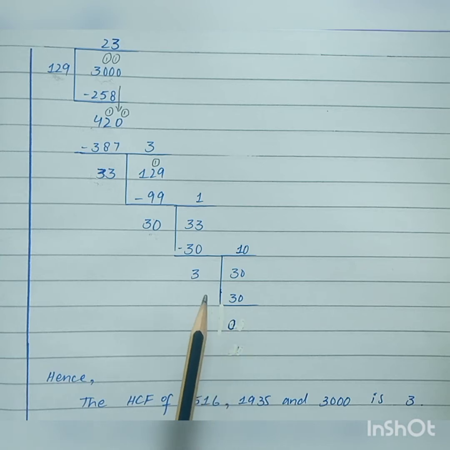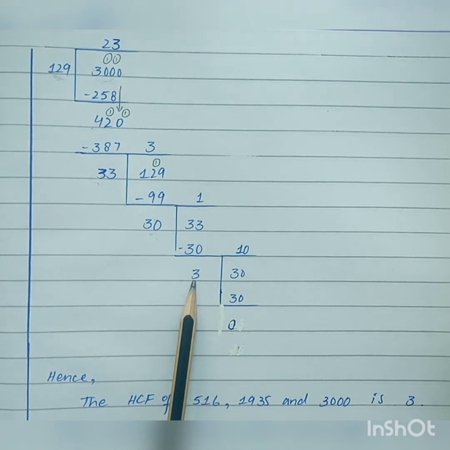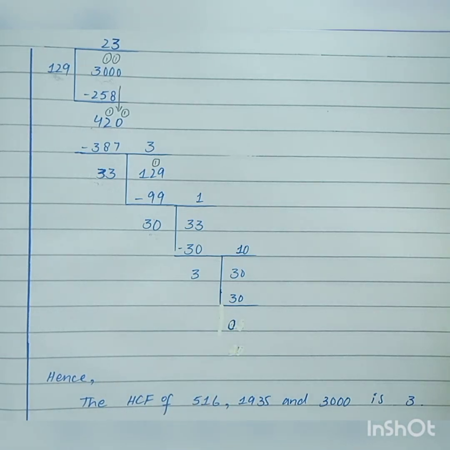When the remainder is 0, the last divisor is considered as the HCF of the given three values. The given three values 516, 1935 and 3000. Hence the HCF of the given values is 3.